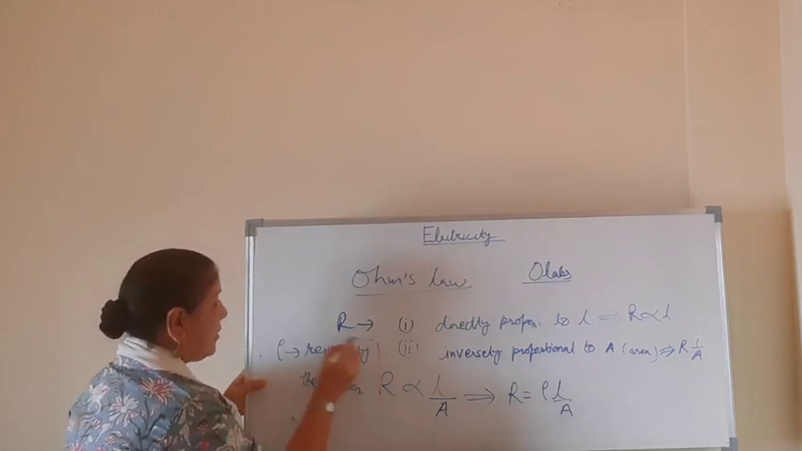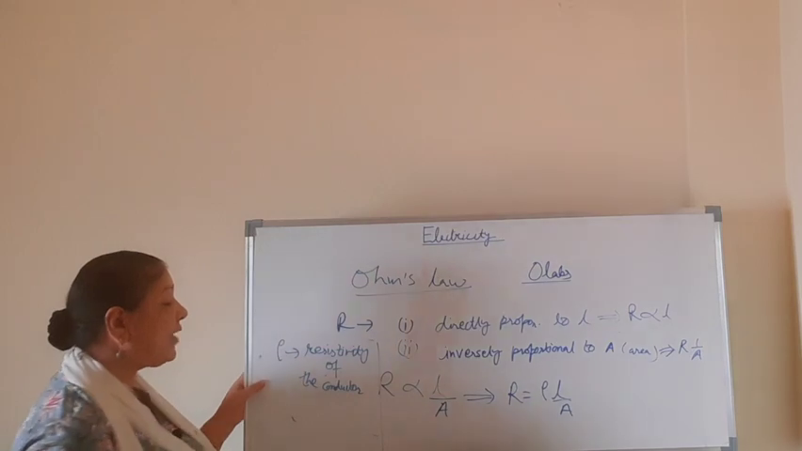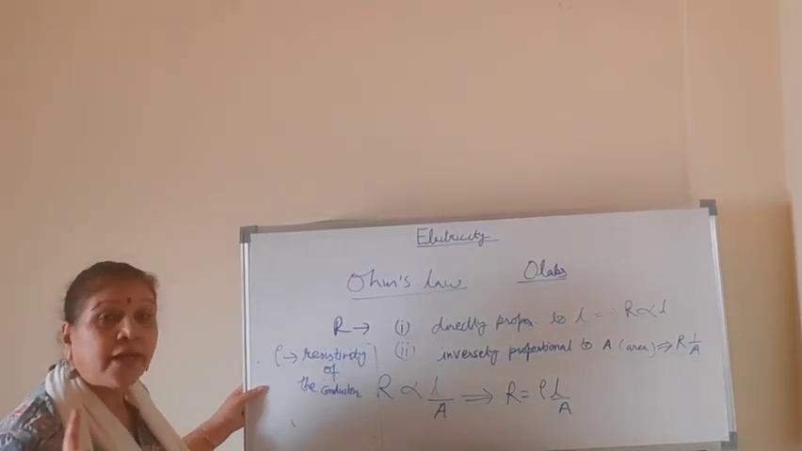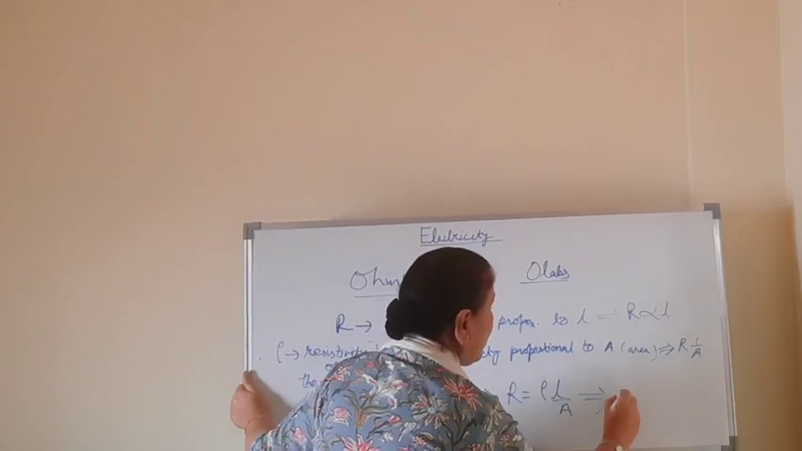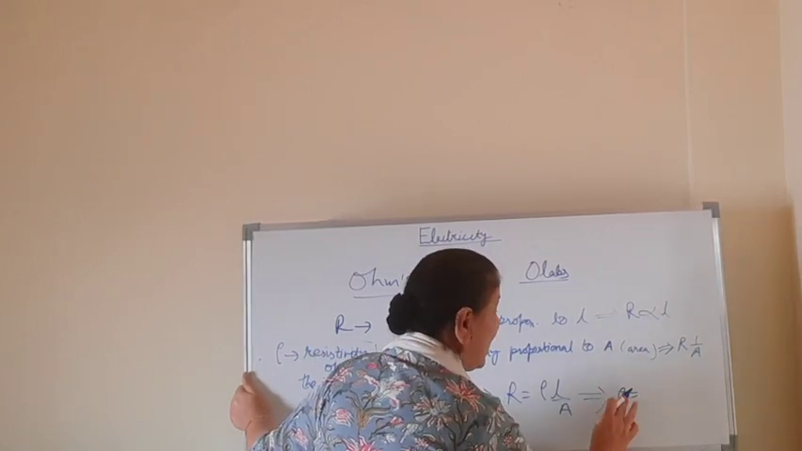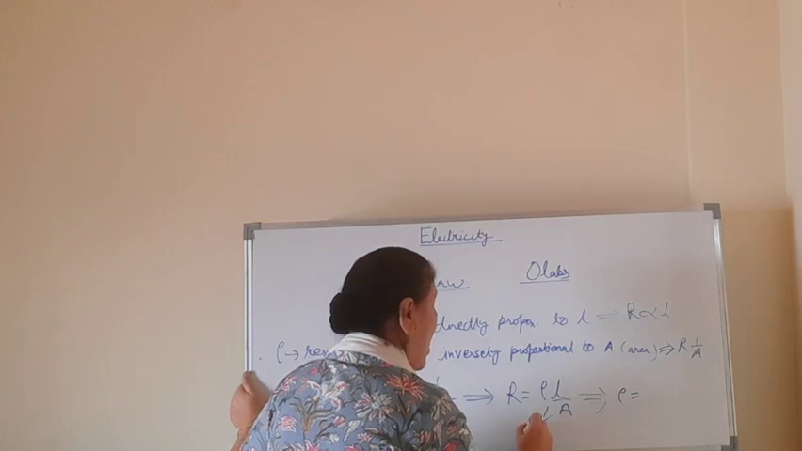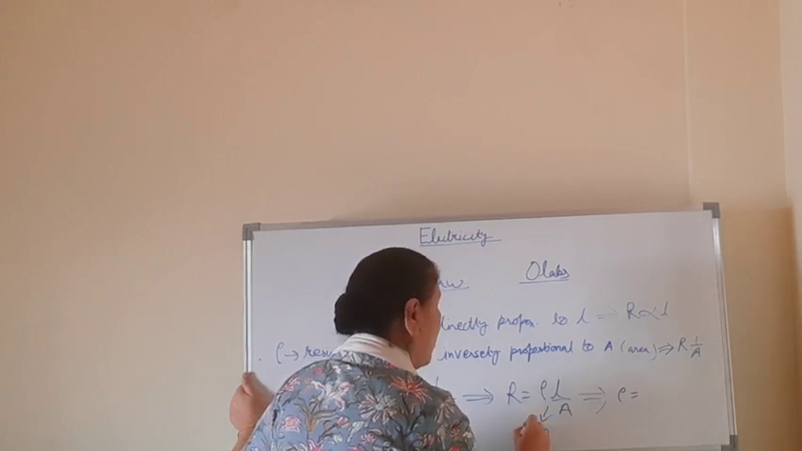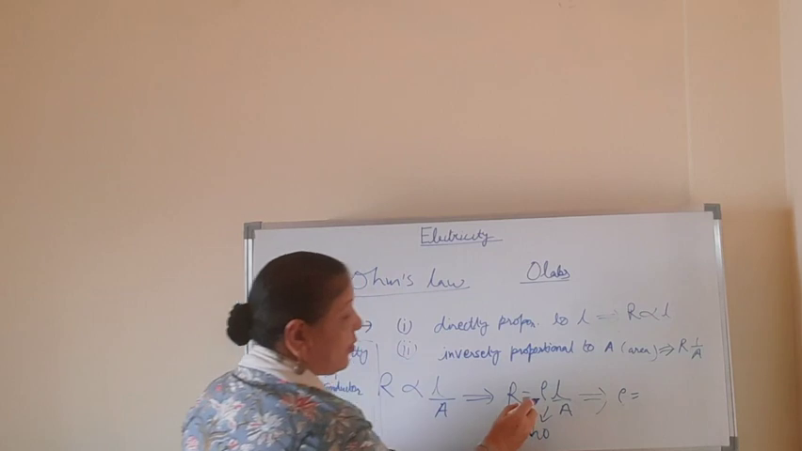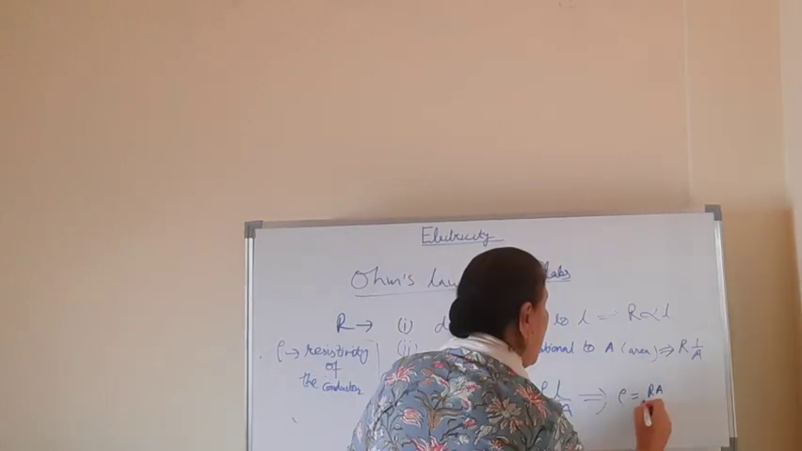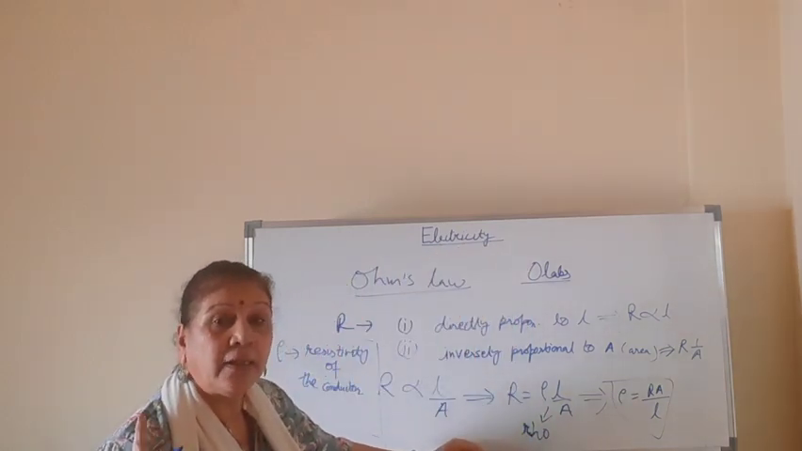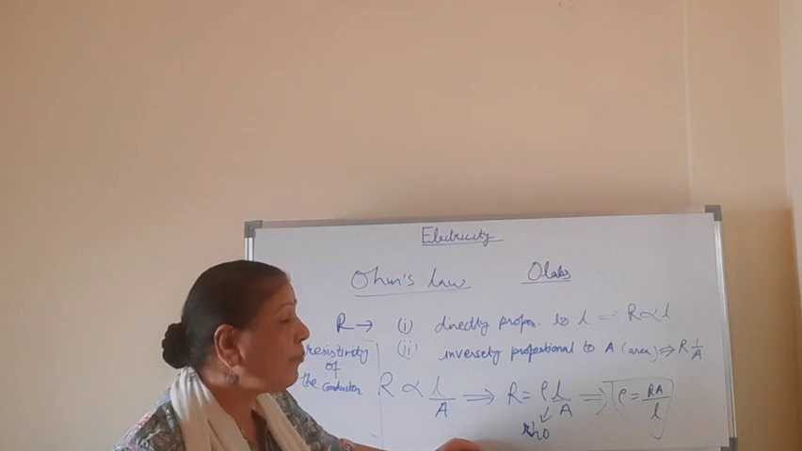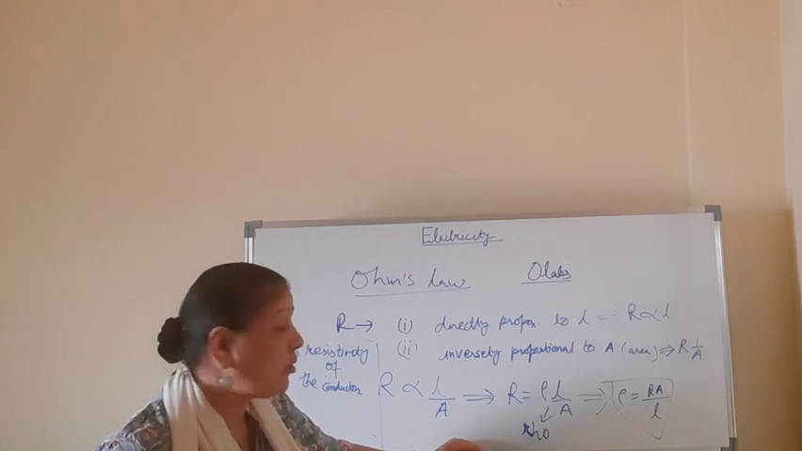So this rho is the resistivity of the conductor. Although if you just do it, you can say that rho is equal to RA by L. But it does not depend on the dimension of the conductor. Always remember, very important question for your viva and for theory also.